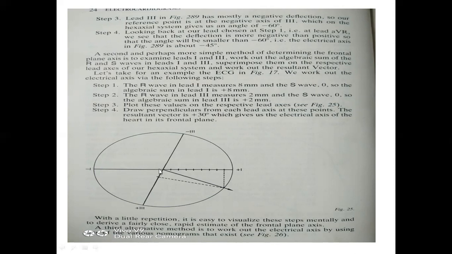What is the normal range? 90. This has come to 45 plus, which means it has gone towards 135. So right axis deviation, and you have to write the degree. It is not important to just write right and left. We are trying to teach you this. You are supposed to write plus 45, plus 135.